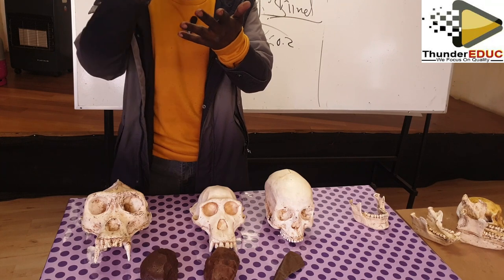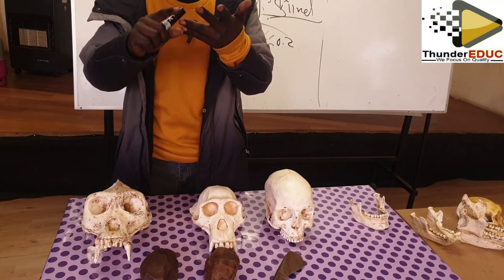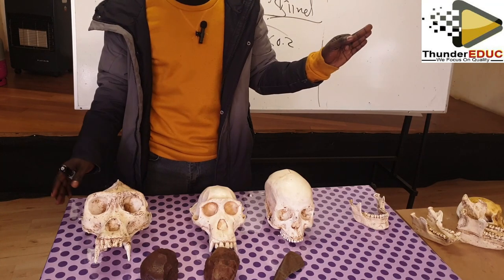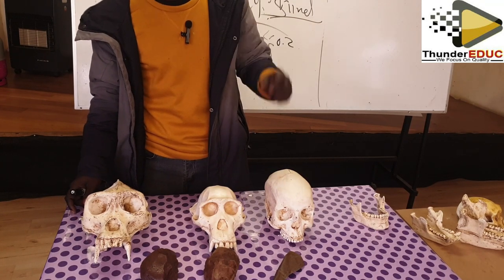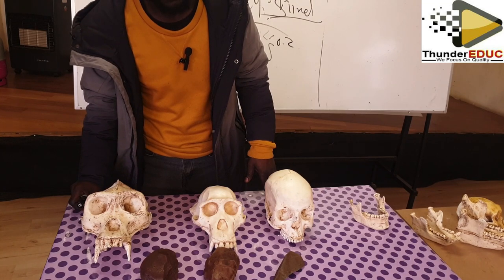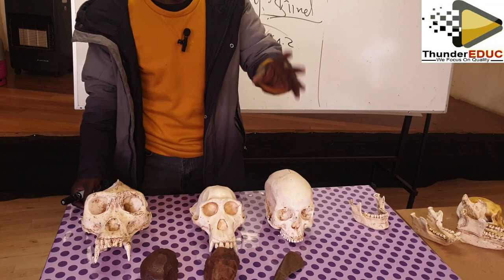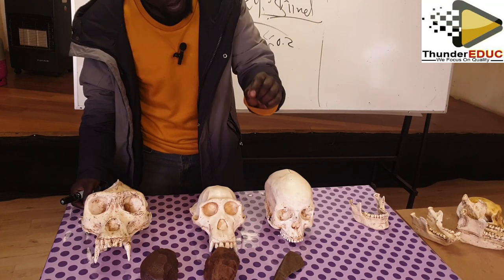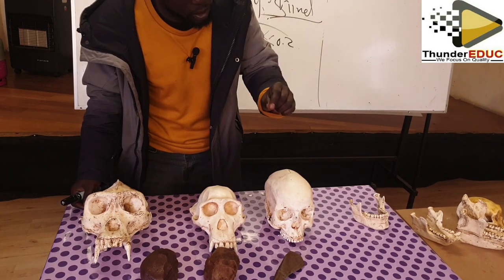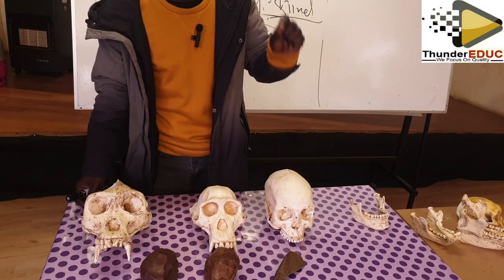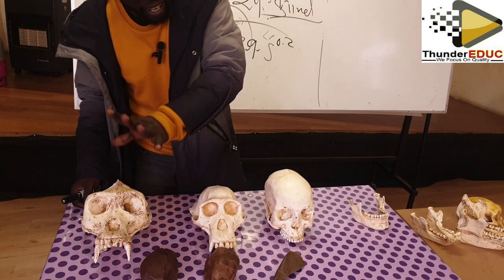What did I say? The fossils of Adipithecus, Australopithecus, yes, and the Homo habilis are only found in Africa. Don't add the word oldest, because they will ask you, what about the newest? It is not found anywhere else. So you just have to say the fossils of Adipithecus, Australopithecus, and Homo habilis, yes, were found only in Africa.